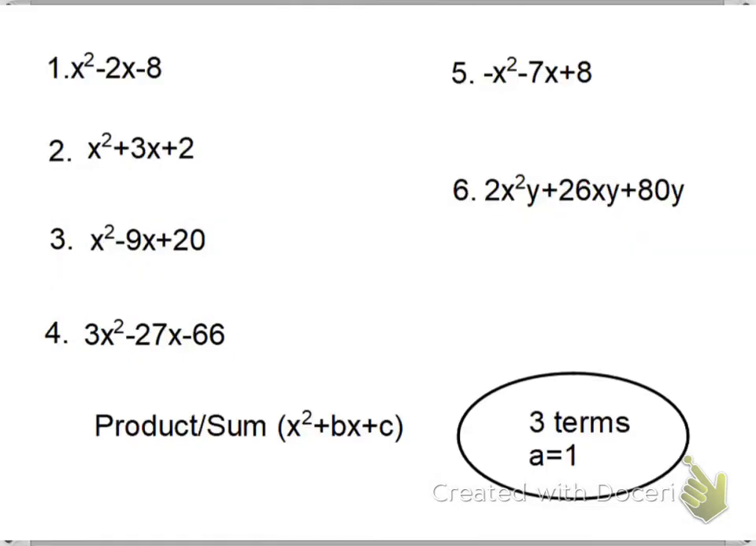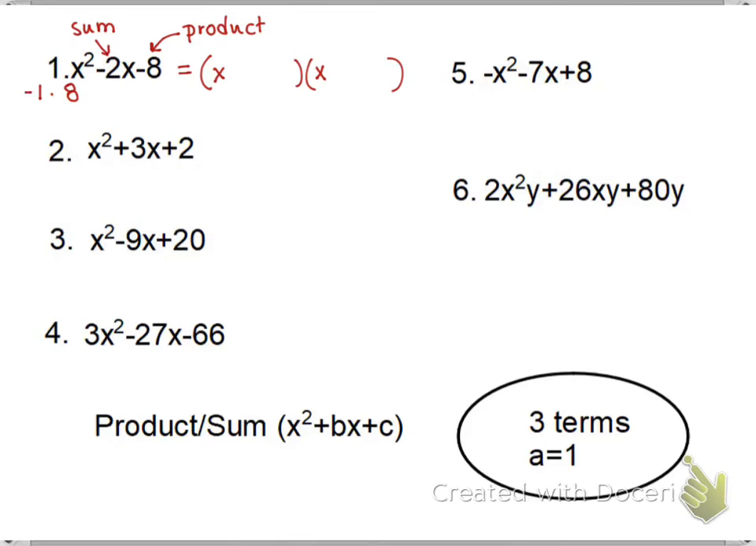So let's take a look at the first few examples. Okay, number 1. Is there a greatest common factor that we can factor out? No. So we see that we have a quadratic trinomial. And here's what we're going to do. We're going to put an x here and here. Now we're looking for two numbers that multiply to c, so this is our product, and add to b, so this is our sum. So we're going to maybe start listing out all the numbers that multiply to 8.